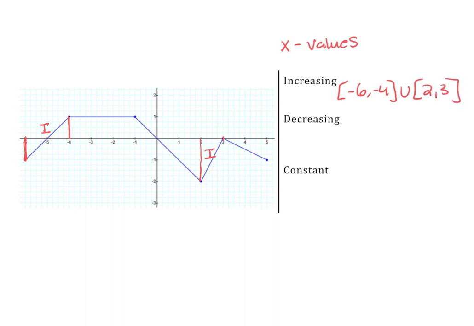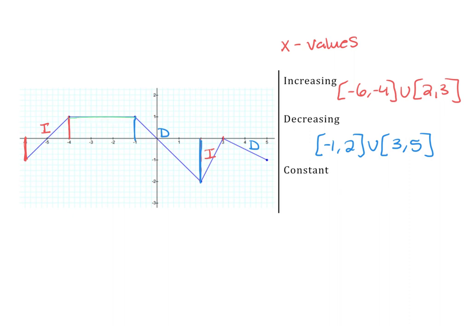Okay, where's the graph decreasing? Clearly decreasing here and here. We want x values. So it is decreasing from negative 1 to 2, including both, and then from 3 to 5. And now where's the graph constant?